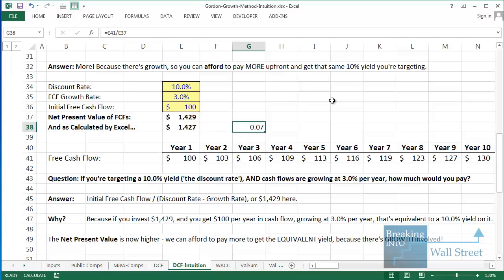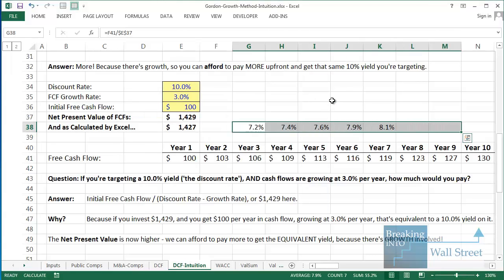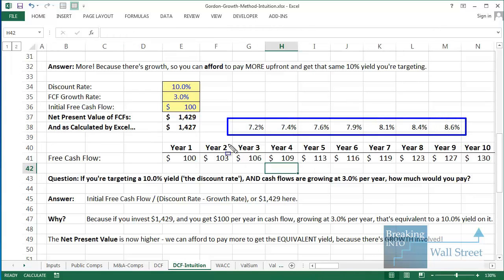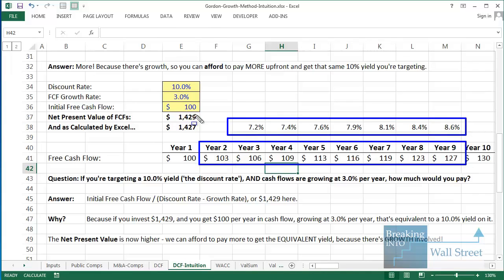But the relevant question is, what is that yield in each year going forward? And the answer is in year 2, take it and divide by this. Well, we get to 7%. And I'm actually going to increase the decimals on this so you can see it a little bit better. And take a look at this. The yield here is going up every single year because we're getting more free cash flow from this initial investment.